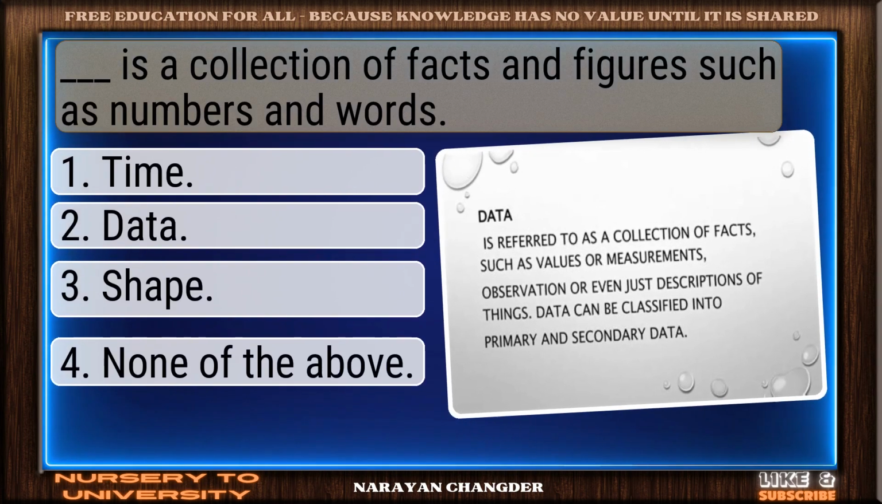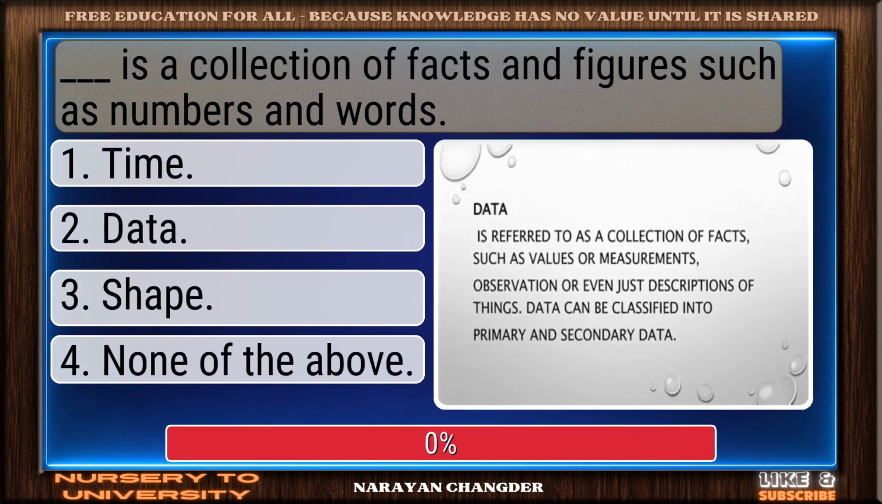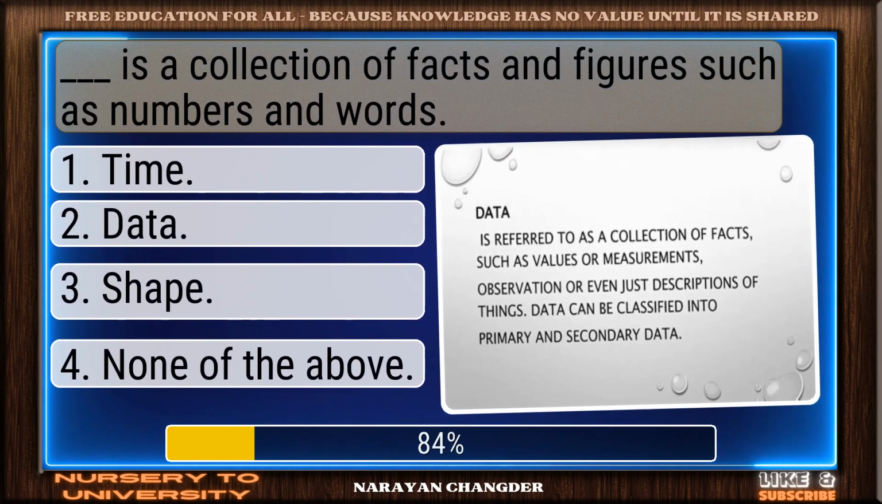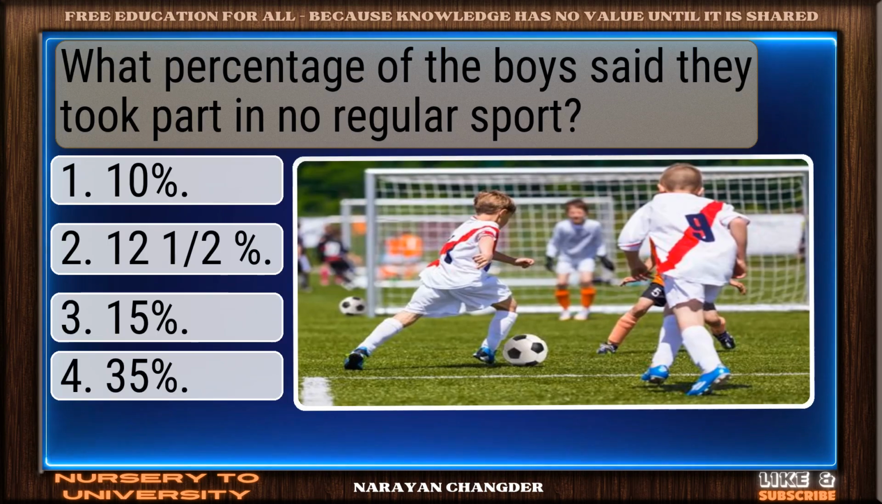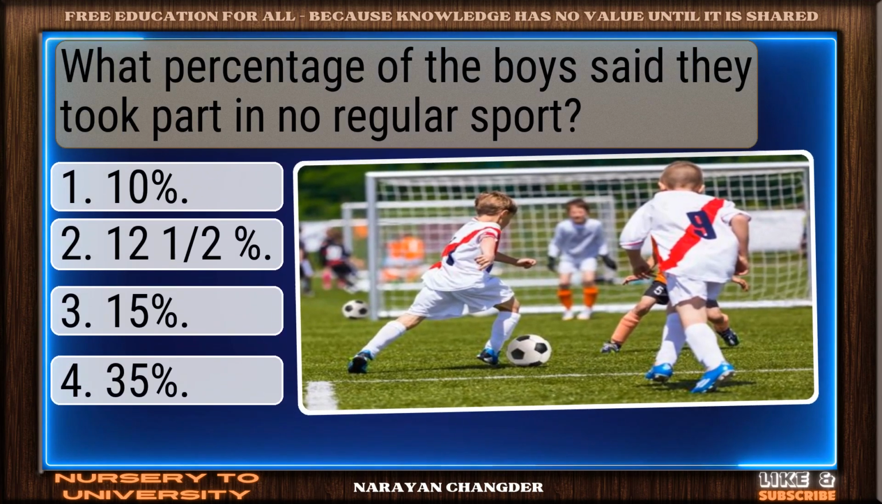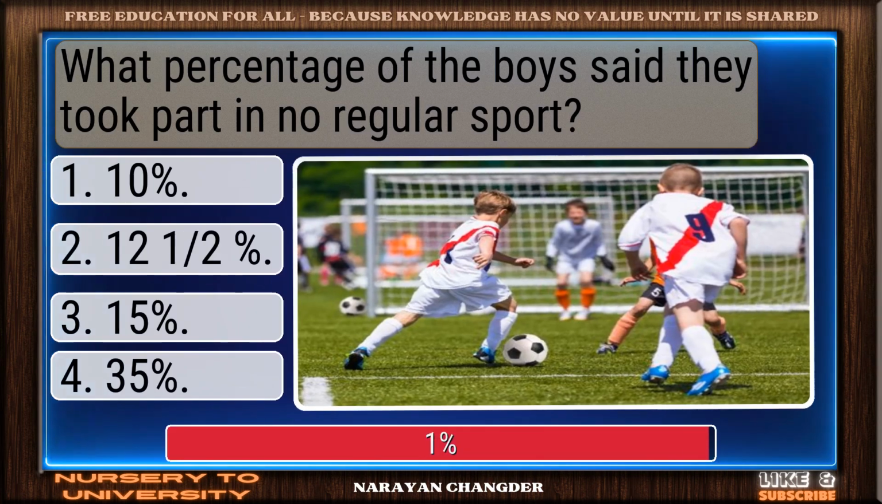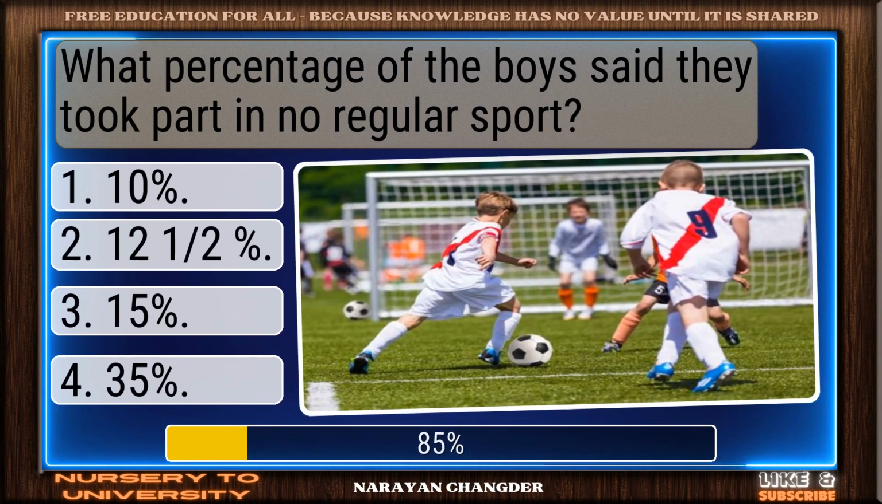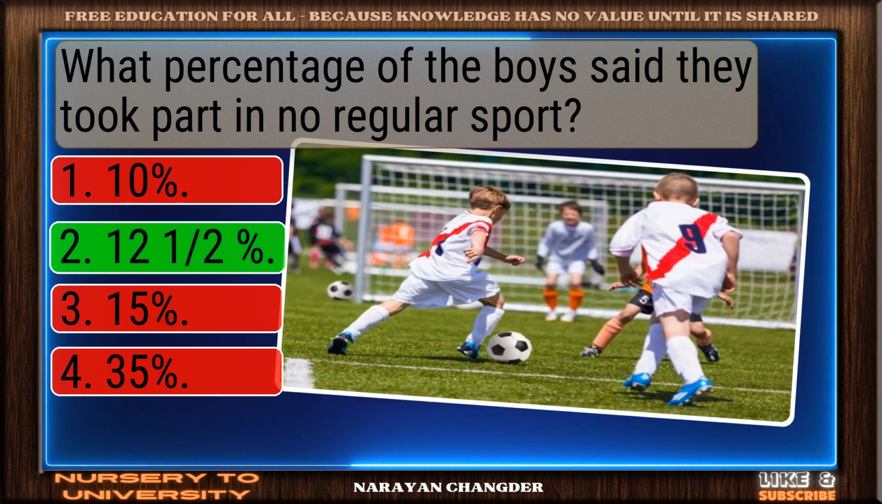Question number 80. Dash is a collection of facts and figures, such as numbers and words. Solid response. Data is a valid choice. Question number 81. What percentage of the boys said they took part in no regular sport? Well done. 12.12% is the right choice.